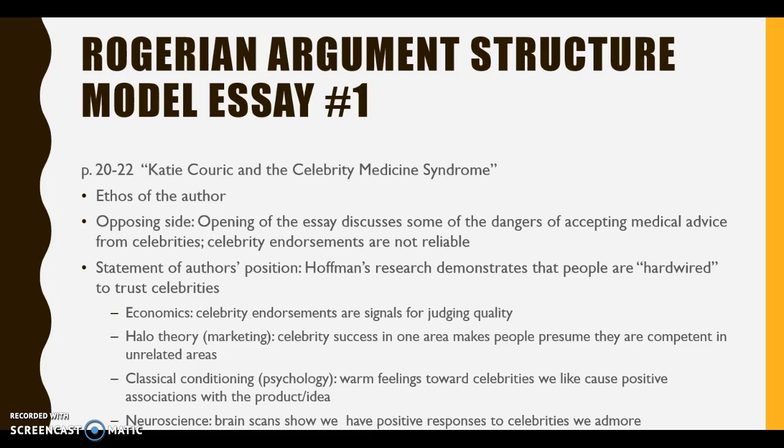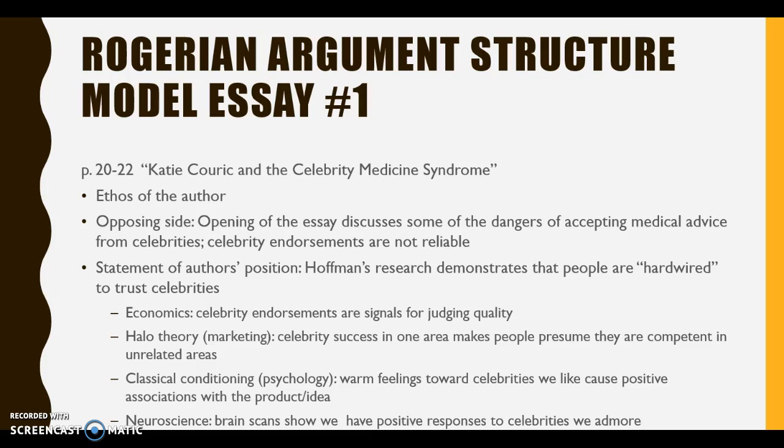In addition, he talks about classical conditioning, which is a psychological theory that basically says that we have warm feelings towards celebrities. If we have a warm feeling toward a celebrity that we really like, that might cause positive associations with the product, and we might be more likely to buy it. So, for example, if Johnny Depp, one of my favorite actors, endorses a vitamin product, because I have warm feelings toward Johnny Depp, I might have warm feelings toward the vitamin product and be more likely to buy it.